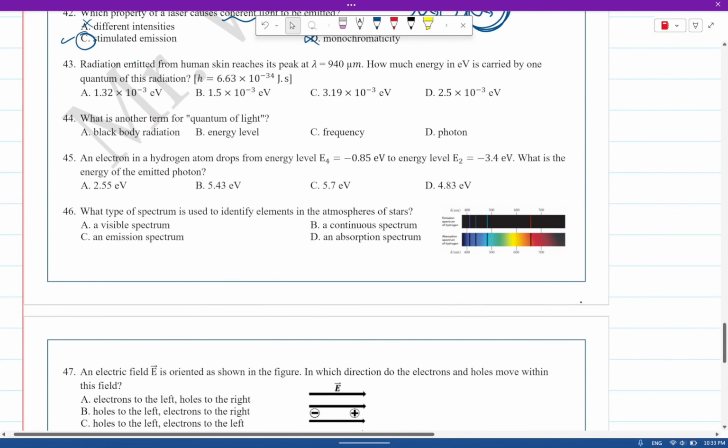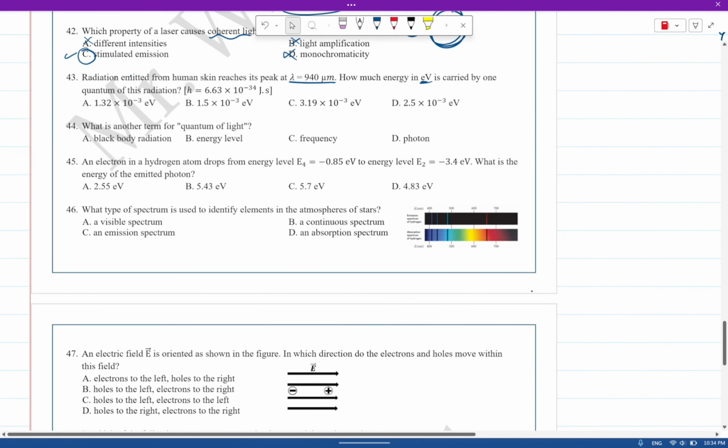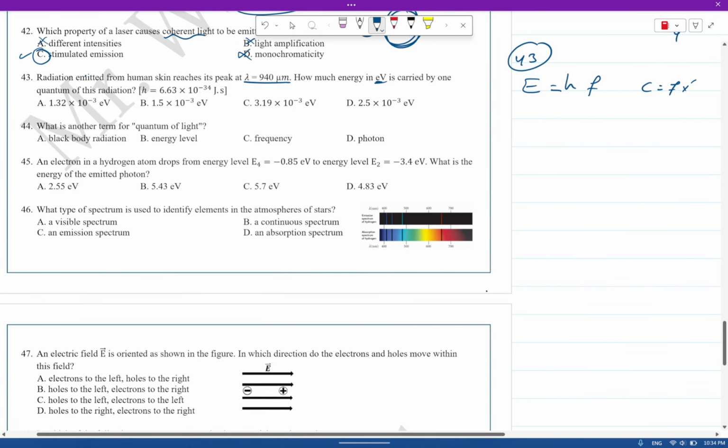Question 43 says radiation emitted from human skin reaches its peak at a wavelength of 940 micro, that is 10 to the power negative 6. How much energy in electron volt is carried by one quantum of this radiation? And Planck's constant is given here. We know that the energy E is equal to hf. But since the frequency is not given, we know that speed of light is frequency times the wavelength. Frequency is equal to speed over the wavelength. So we can substitute that. E is equal to Planck's constant times c over the wavelength.